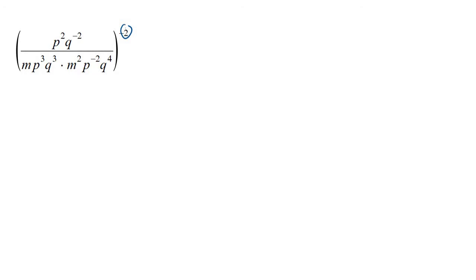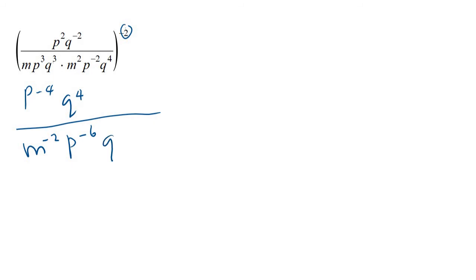All right, so we're going to have p to negative 4, q to the fourth, because negative times negative is positive, divided by m to the negative 2 times negative 2, p to negative 6, because negative 2 times 3 is negative 6, and that one is q to negative 6, m to negative 4, p to the fourth, because it's a negative and negative, and then q to negative 8.